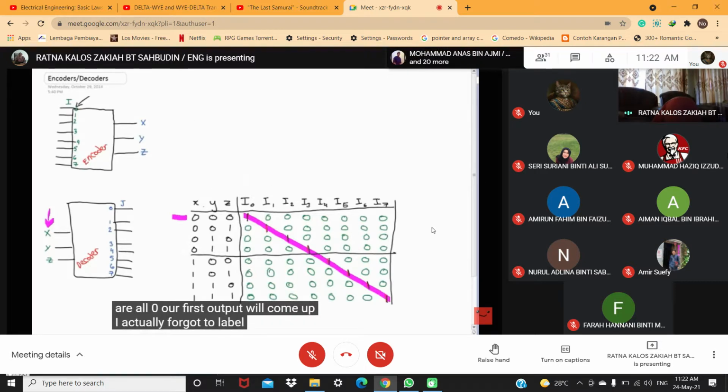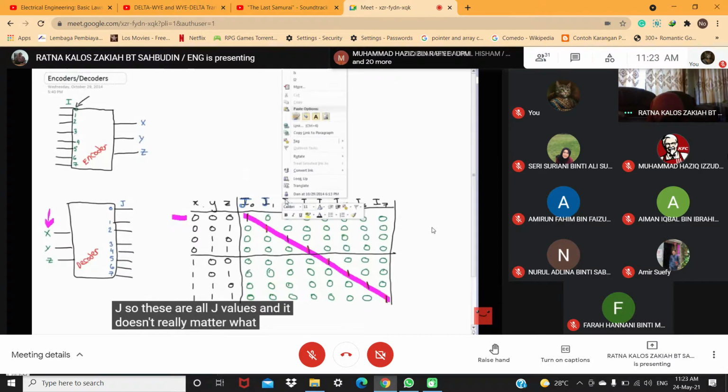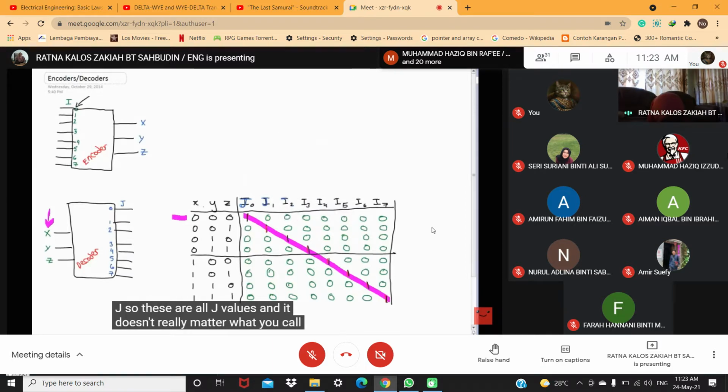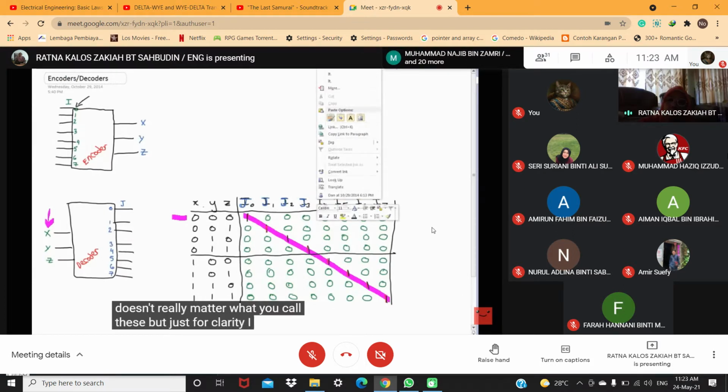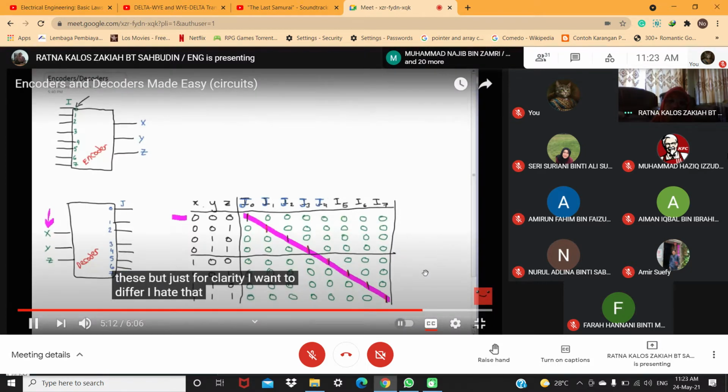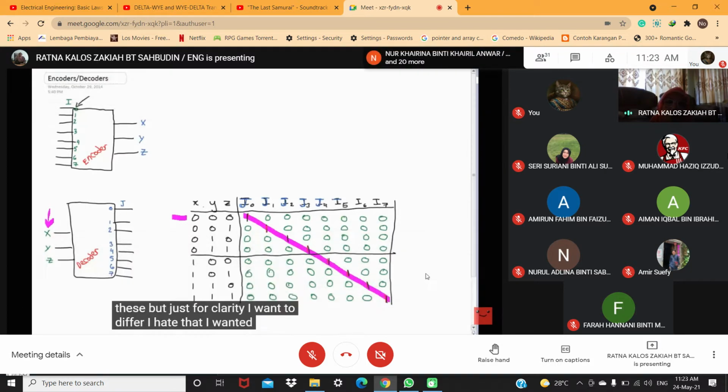I actually forgot to label this as being j. So these are all j values. And it doesn't really matter what you call these, but just for clarity, I wanted to differ the encoder input from the decoder output. So those are all j values.